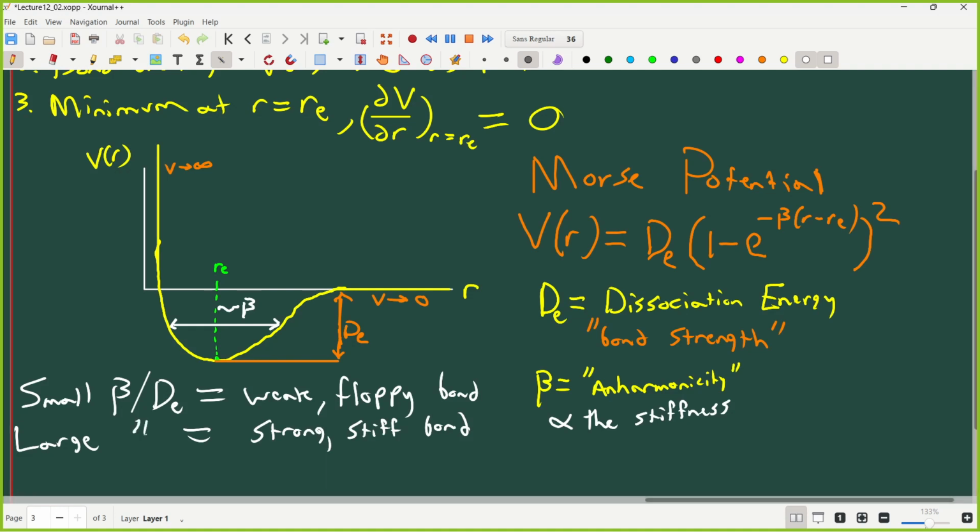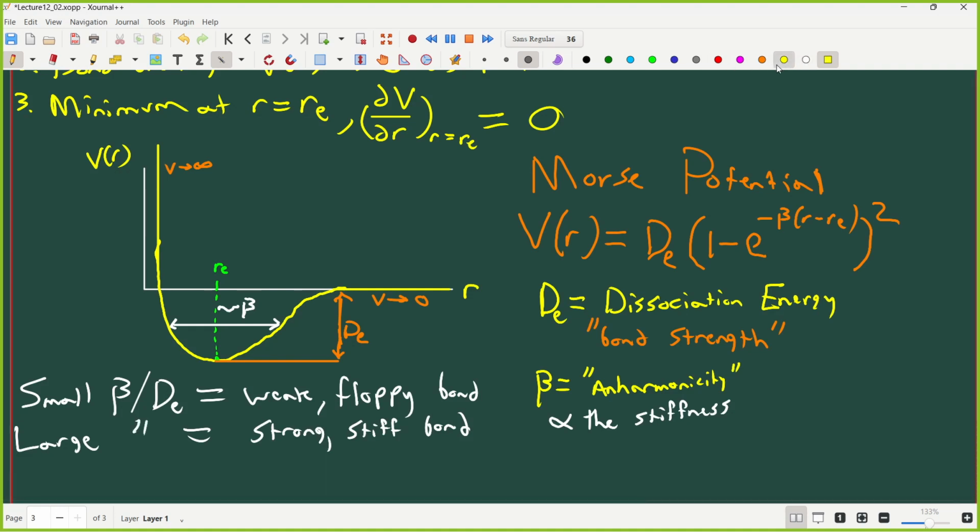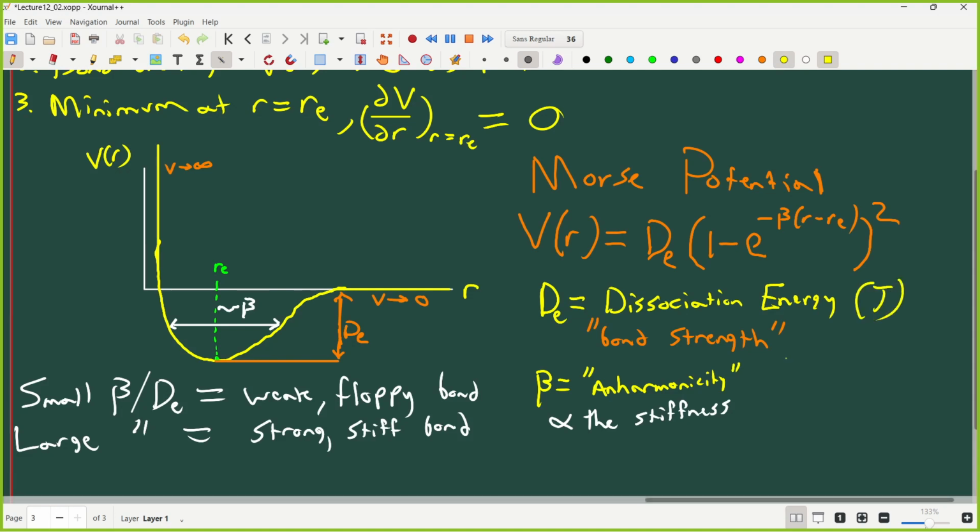And the units of these, let me just write the units down. D sub E is an energy, so it's in joules, or equivalent. We'll do things in other energy units, but joules are fine. And beta has units that are inverse length.